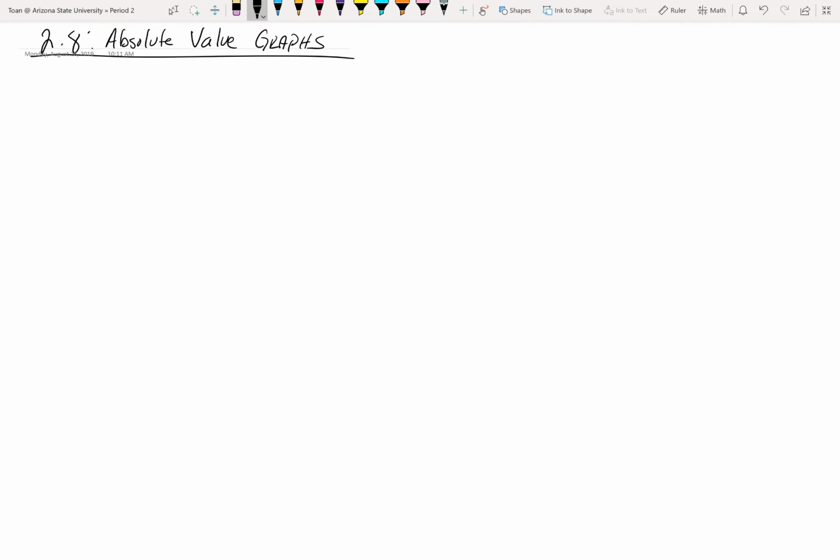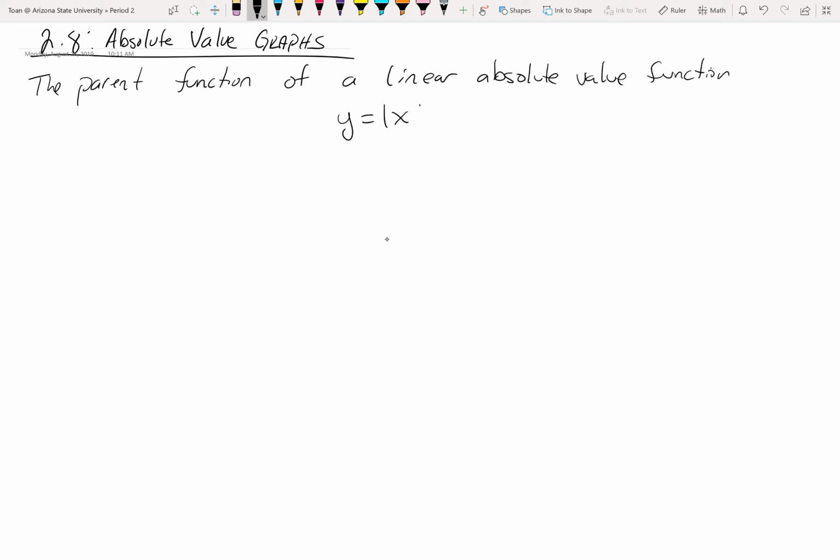So from the pre-lesson investigation, we should have seen that the parent function of a linear absolute value function looks like y equals absolute value of x. No bells and whistles, no pluses and minuses. If you have just a basic function with just an x in it, we call it a parent function. We should have seen that it looks something like this.